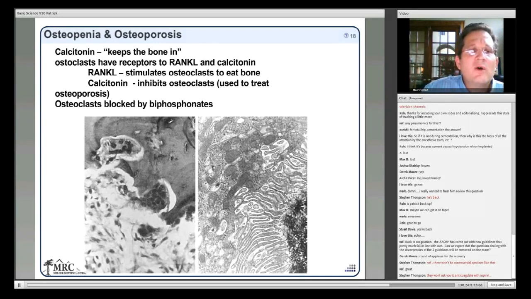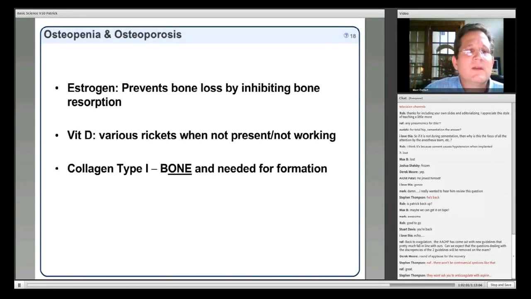And then you all know that osteoclasts are blocked by bisphosphonates, and that's how they work. Estrogen, we know estrogen's good because when menopause comes, all the ladies break their hips. So estrogen prevents bone loss by favoring the balance to inhibit bone resorption. We know vitamin D is important because we treat rickets with vitamin D, and when it's not present, it's a problem, and they get weak bones.